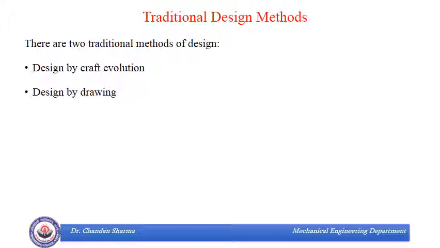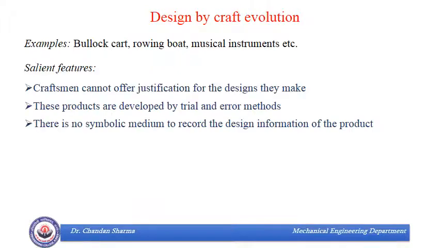There can be two design methods. One is design by craft evolution and another is design by drawing. Let us see what these are. The design by craft evolution is an age-old method in which the craftsman or the designer prepares the design by hit and trial method. The examples are bullock cart, rowing boat, musical instruments.